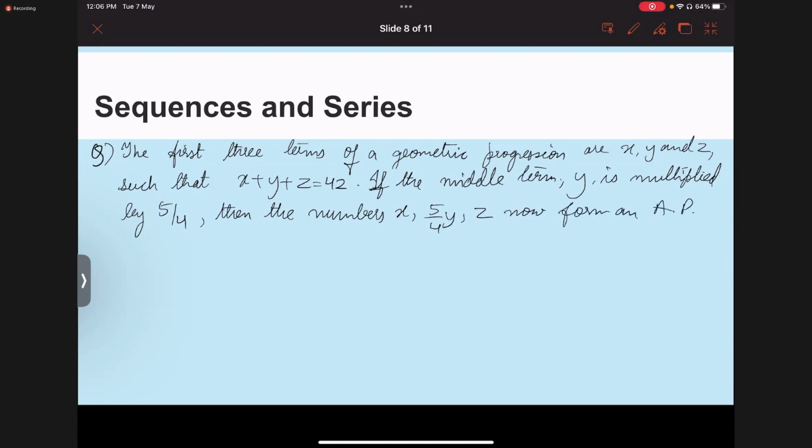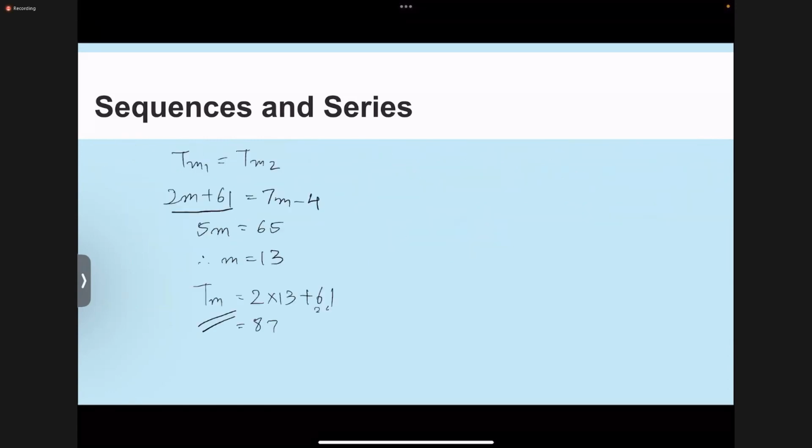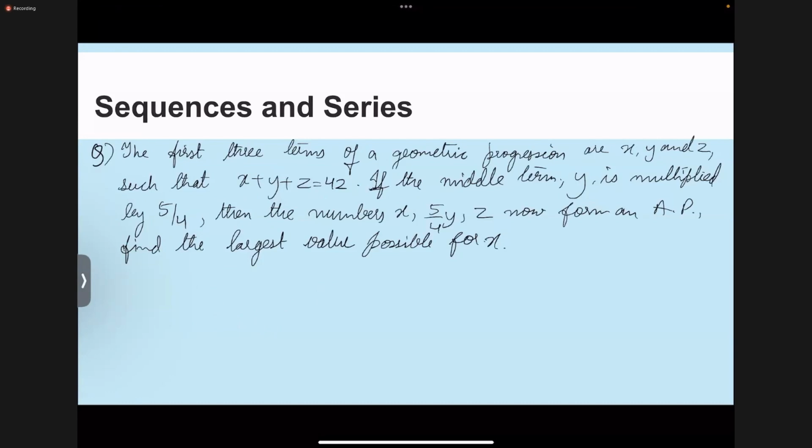Okay, so first it was a geometric progression. Now we are considering the changed terms to be forming an AP. Okay, so we have to find the largest possible value for x. Okay, so we have to find the largest possible value.